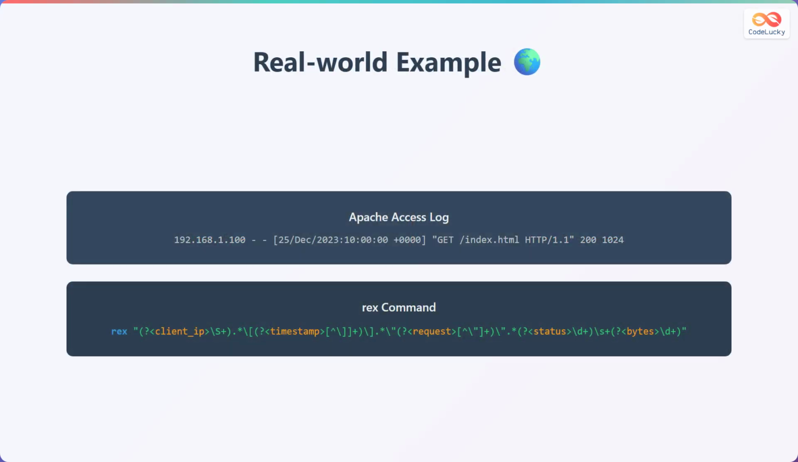Let's look at a real-world example using Apache access logs. This log entry contains client IP, timestamp, HTTP request, status code, and response size. Our rex command uses a comprehensive pattern to extract 5 different fields in one operation. Client_IP for the source address, timestamp for when the request occurred, request for the HTTP method and path, status for the response code, and bytes for the response size. This transforms a single complex log line into 5 searchable fields.